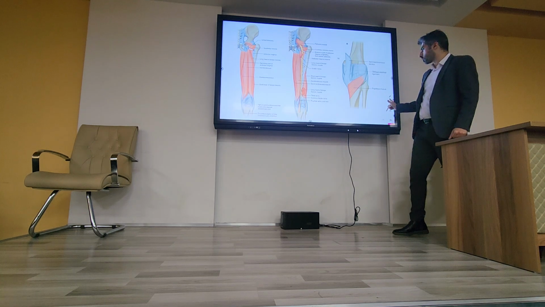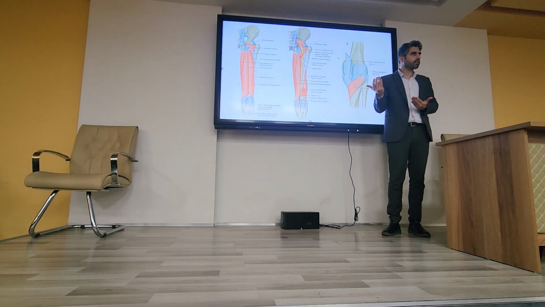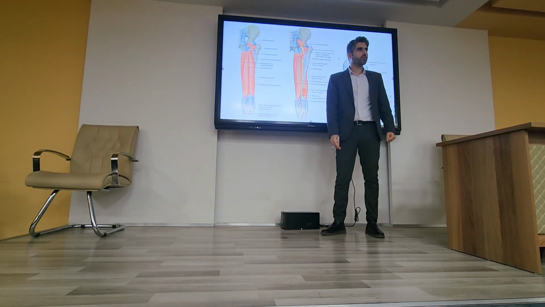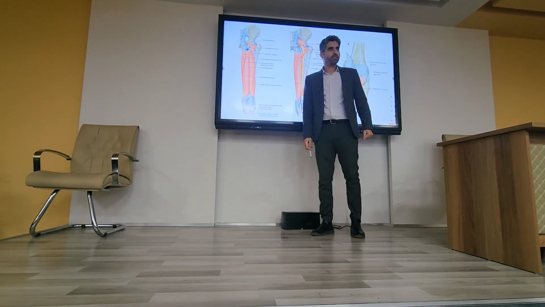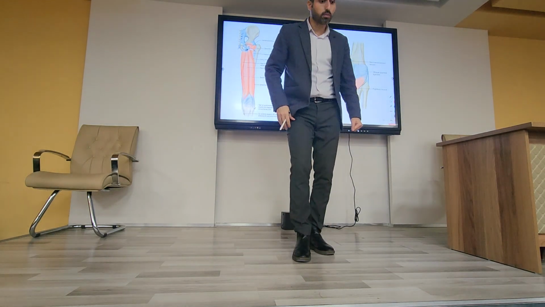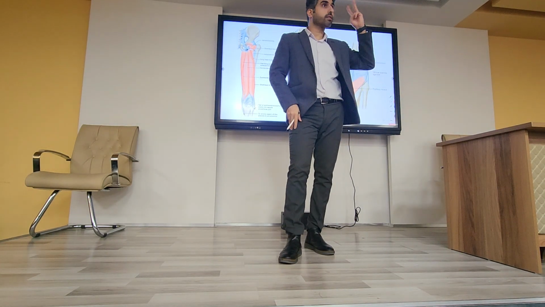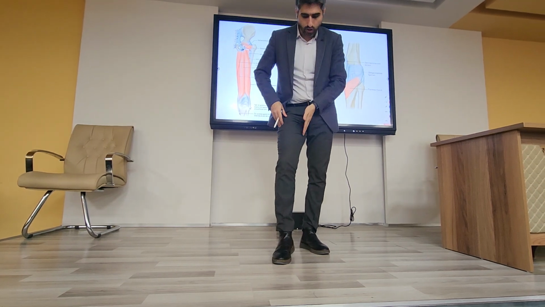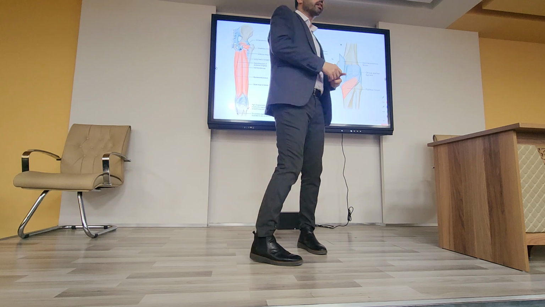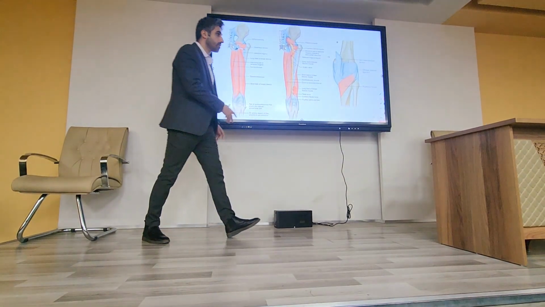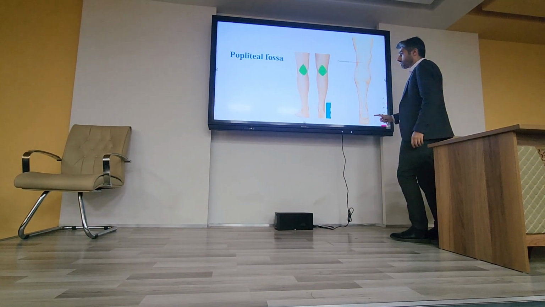Let's talk about insertion. Origin is obvious: ischial tuberosity. And I told you the exception, insertion. Biceps attached to the head of the fibula, okay? Semitendinosus starts from ischial tuberosity, attached to the medial side of the tibia. Medial side of the tibia, we have three muscles. Sartorius from anterior compartment, gracilis from medial compartment, semitendinosus from posterior compartment.